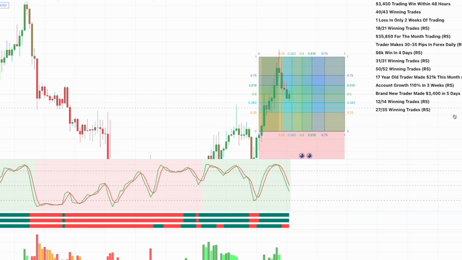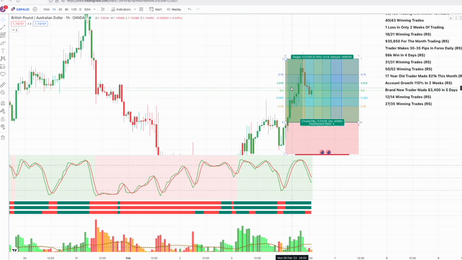Look at how accurate this thing is, guys. It hit our take profit and then it came down again. So, guys, this thing is just deadly accurate. It just amazes me every single day. I have traders messaging me all the time. And look at these wins.